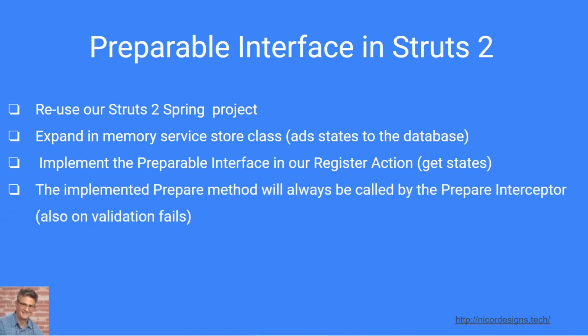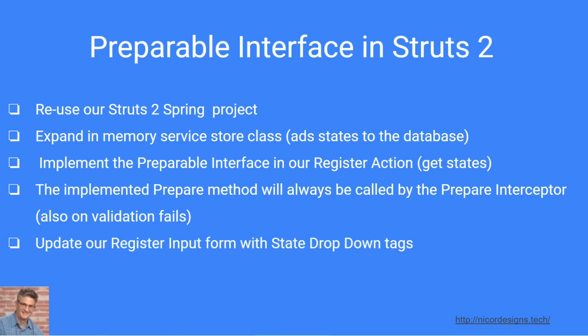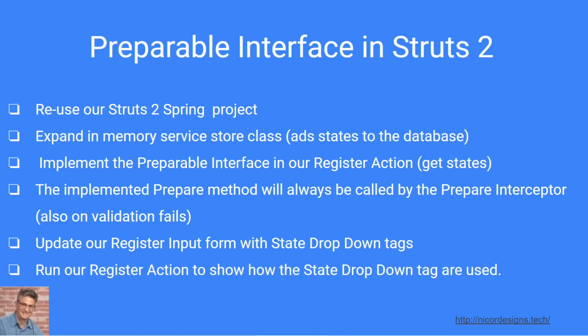An important note here is that the implemented prepare method in our action will always be called by the Prepare Interceptor, and it will also be called on any validation fails. Then we will update our register input form with the Struts state dropdown tags so that we can populate the dropdown. And finally, we will run our register action to show how the state dropdown tags are used. So let's move over to Eclipse.